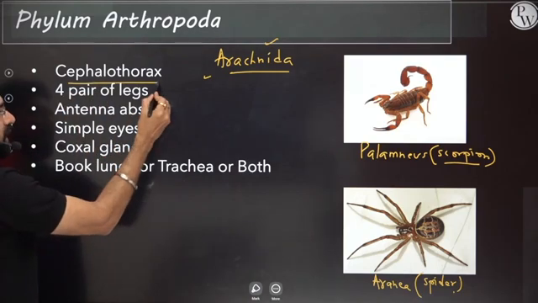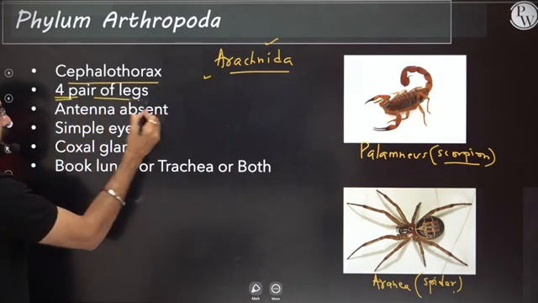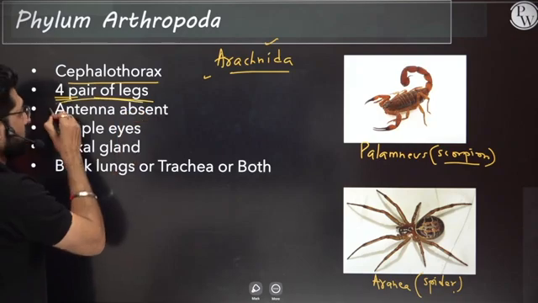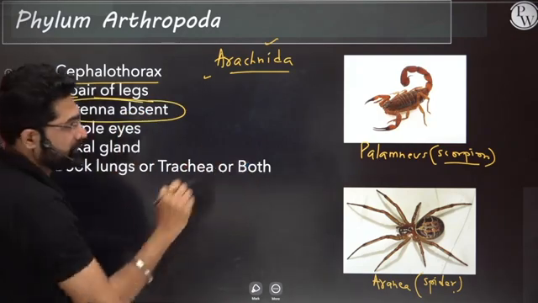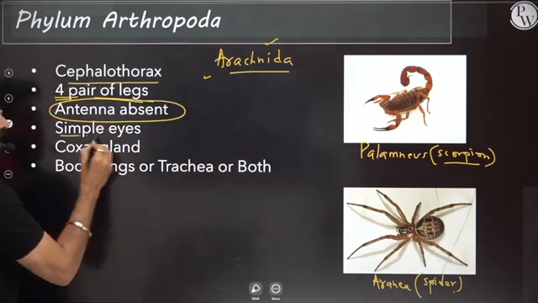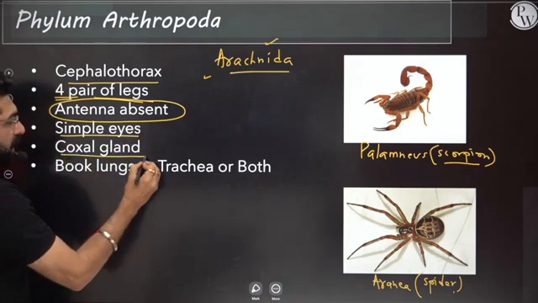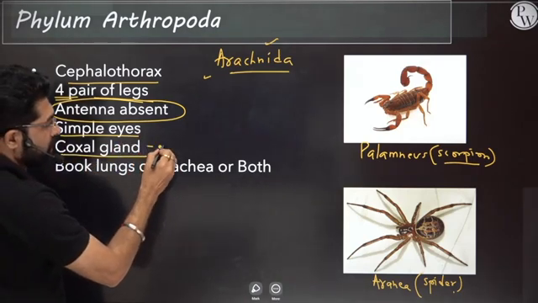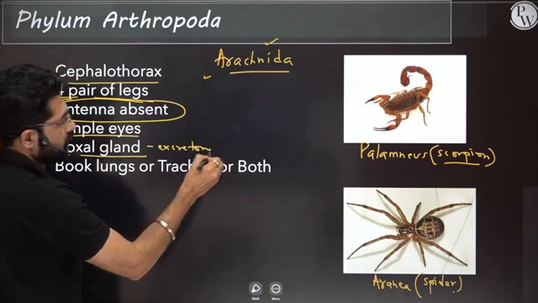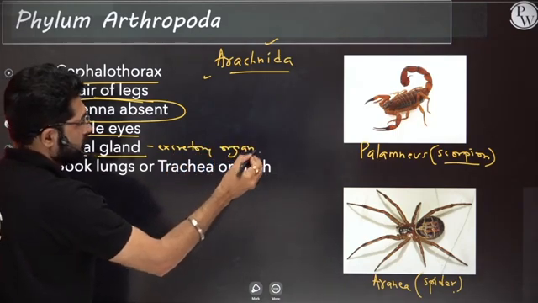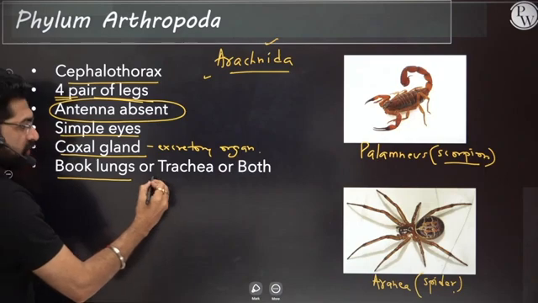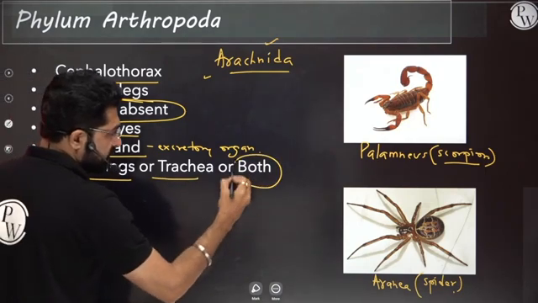They have cephalothorax. They always have 4 pairs of legs. Antennae is absent. Very important point is antennae is absent in them. And they have simple eyes, no compound eyes. Coxal gland is the excretory organ in them. The book lungs or trachea may be present, or in some cases they may be both.